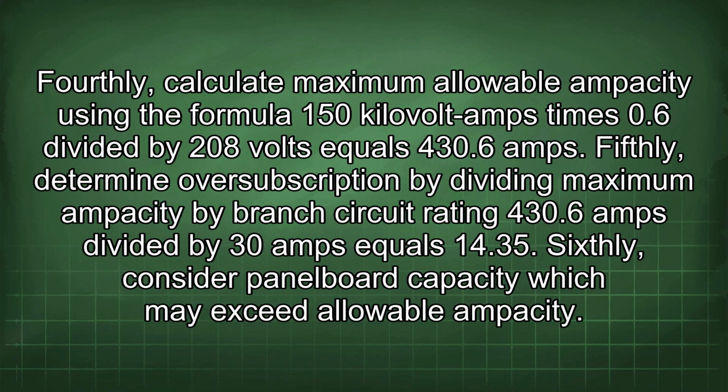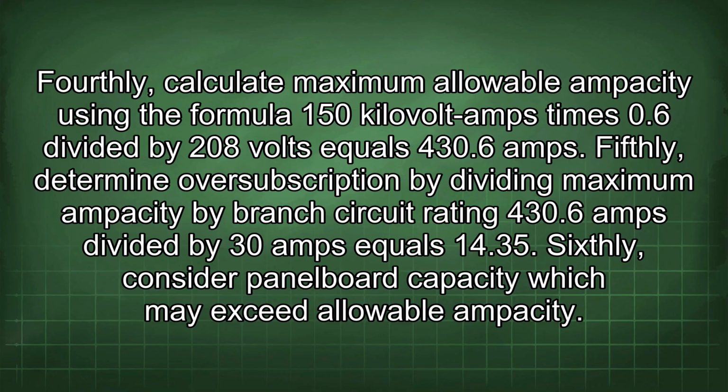Fourthly, calculate maximum allowable ampacity using the formula 150 kilovolt-amps times 0.6 divided by 200 volts equals 430.6 amps. Fifthly, determine oversubscription by dividing maximum ampacity by branch circuit rating. 430.6 amps divided by 30 amps equals 14.35.